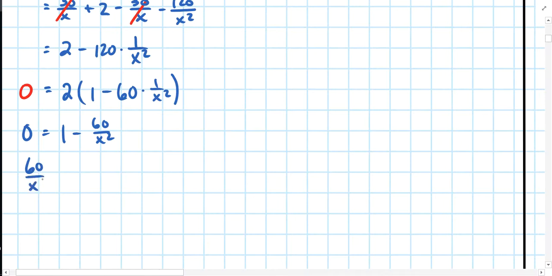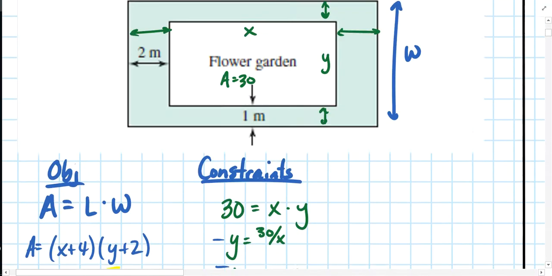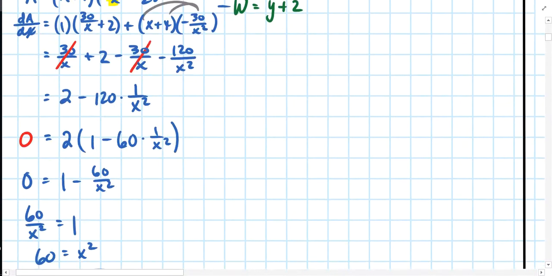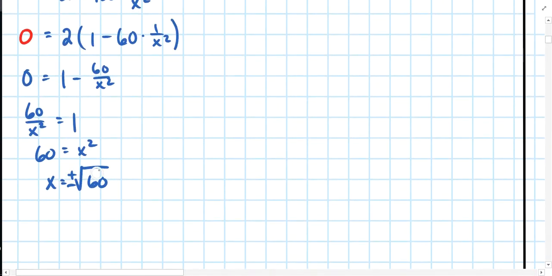I'm going to add 60 over x squared to both sides of the equation. And now if I cross multiply, I know that 60 is equal to x squared, and then finally x is equal to positive or negative square root of 60. Now in all honesty, we don't need to consider this negative square root of 60 because we can't have a dimension of a garden that's negative the square root of 60 units in length. So we're definitely only going to consider the positive square root of 60. So we think we found a solution.